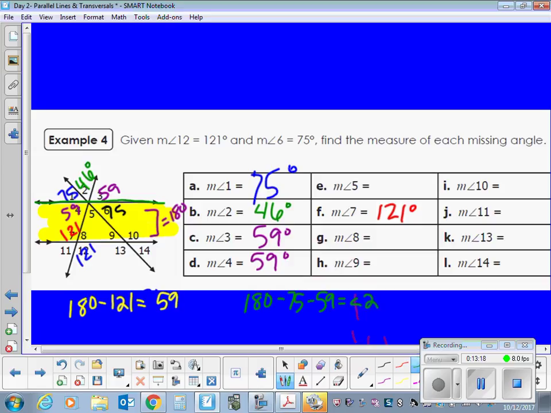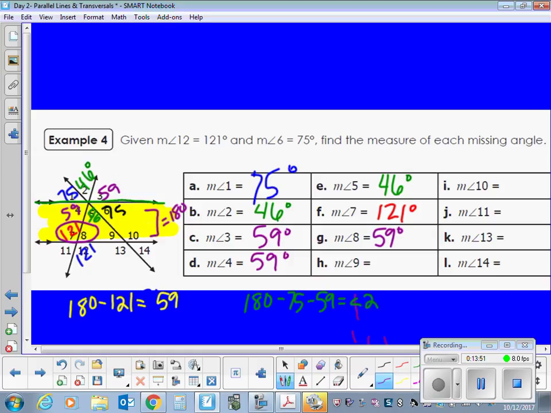If angle measure 2 is 46, what's angle measure 5? 46. How do we know? Because they're vertical angles. The rest of this is kind of easy, right? So this is 46. Alright, so angle measure 8. Well, if I were you, I would look at this. This is a linear pair, right? So 180 minus 121 gives me what? So angle measure 8 is 59.